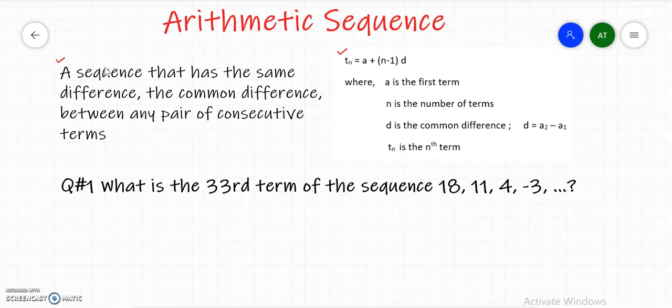To find the d, we use the formula a2 subtract a1. It means second term minus first term, and Tn is the nth term. Right? Let's do an example.